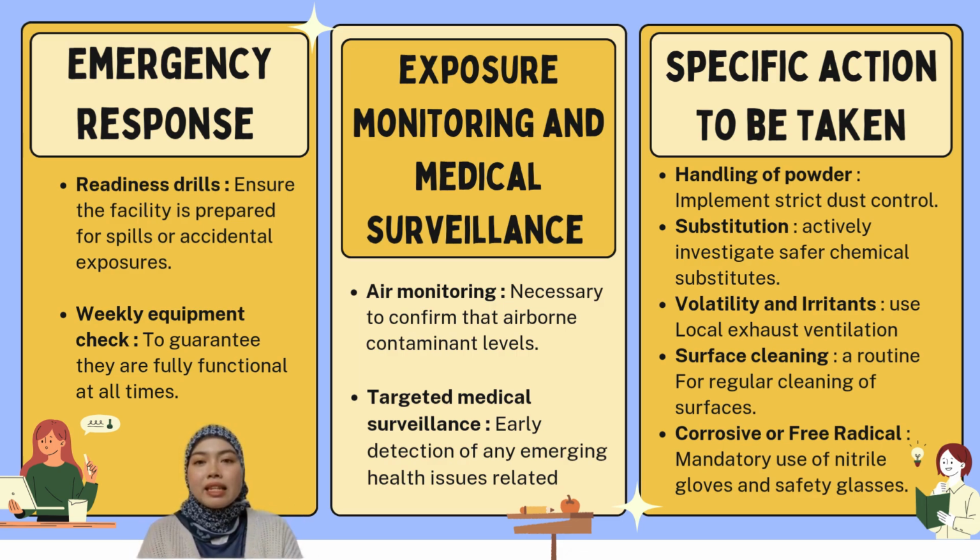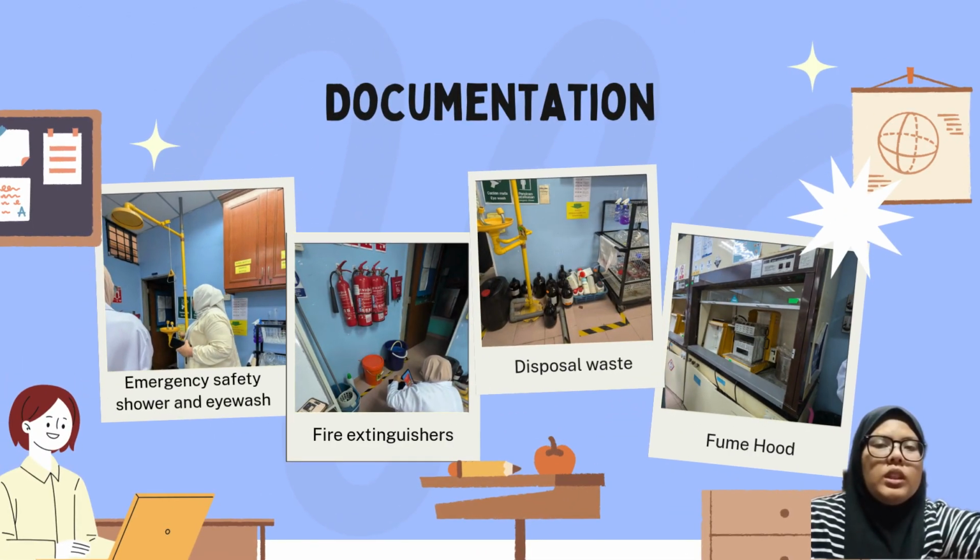And now I will explain the specific actions that should be taken to improve safety in the laboratory. First, when handling powder chemicals, proper dust control should be used to reduce dust in the air. Second, we should replace hazardous chemicals with safer alternatives whenever possible. Third, when working with volatile or irritating chemicals, workers should always use local exhaust ventilation to remove harmful vapors. As you can see on this slide, there are a few pictures that show the condition of emergency safety equipment in this laboratory.